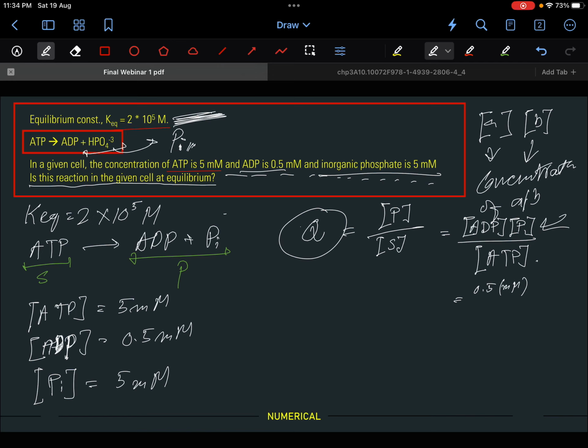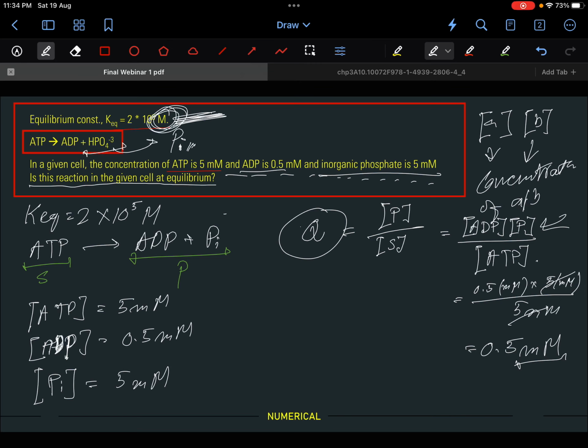So the concentration of ATP is 0.5 millimolar. The concentration of inorganic phosphate is 5, again millimolar, divided by the concentration of ATP. What is the concentration of ATP? 5 millimolar. Okay, 5 millimolar. Sorry about that. Yes, the concentration of ATP is 5 millimolar. If we cancel out this 5 millimolar, the concentration is 0.5 millimolar. Now again, the unit is in millimolar, but we need to compare in molar.